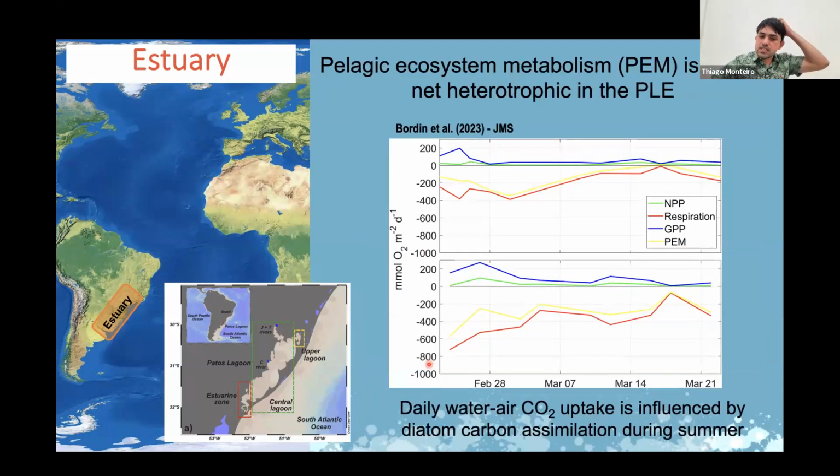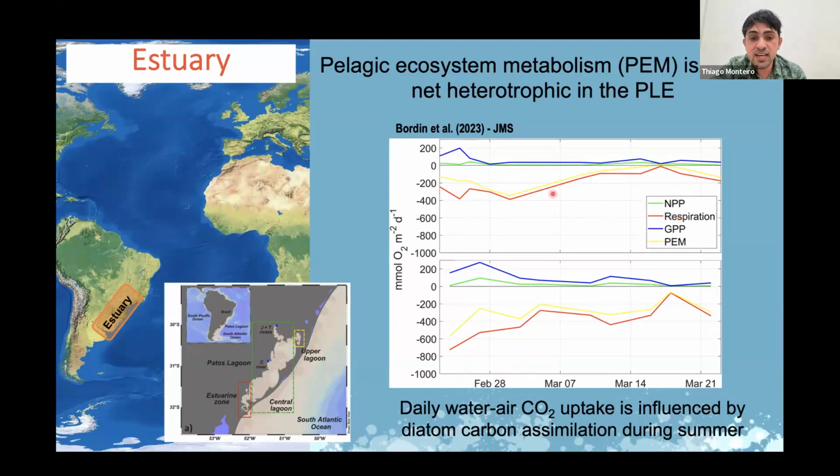This is another study carried out in the same region, but to understand the daily variability of the pelagic ecosystem metabolism. So what Borgin and collaborators discovered here was that in a short time scale, in a daily scale actually, the pelagic ecosystem metabolism characterizes a net heterotrophic behavior in the estuary.